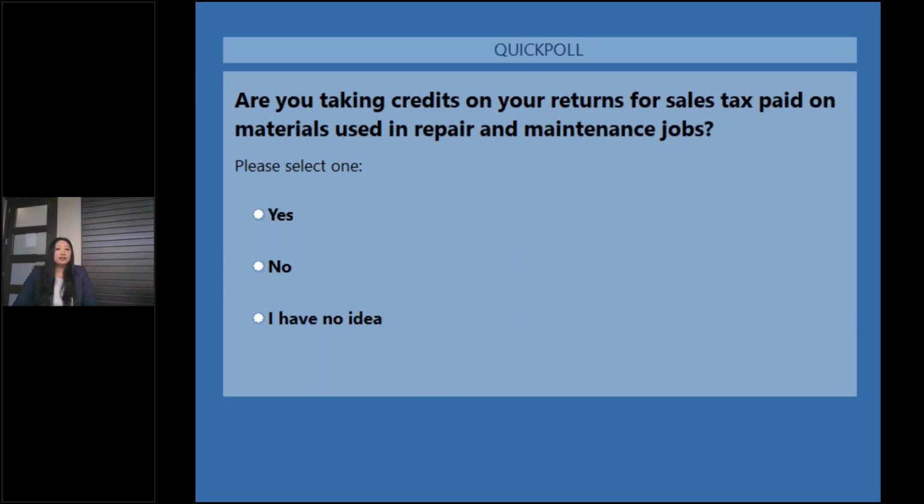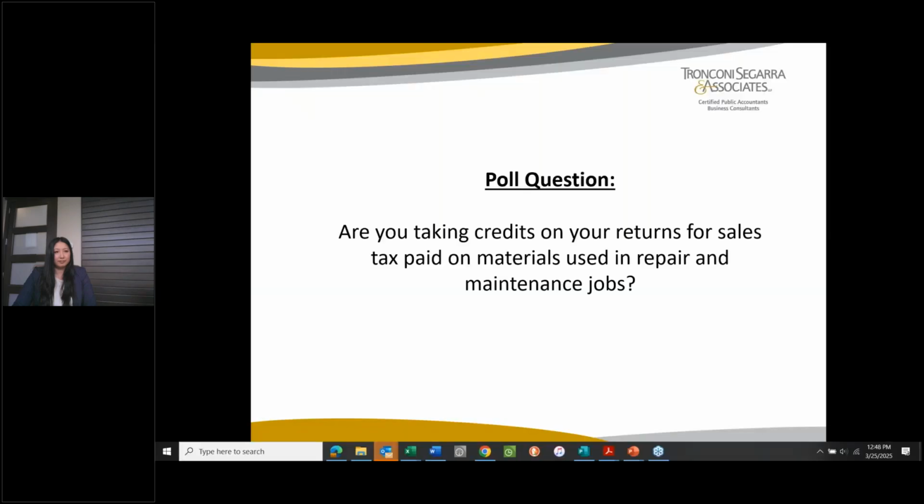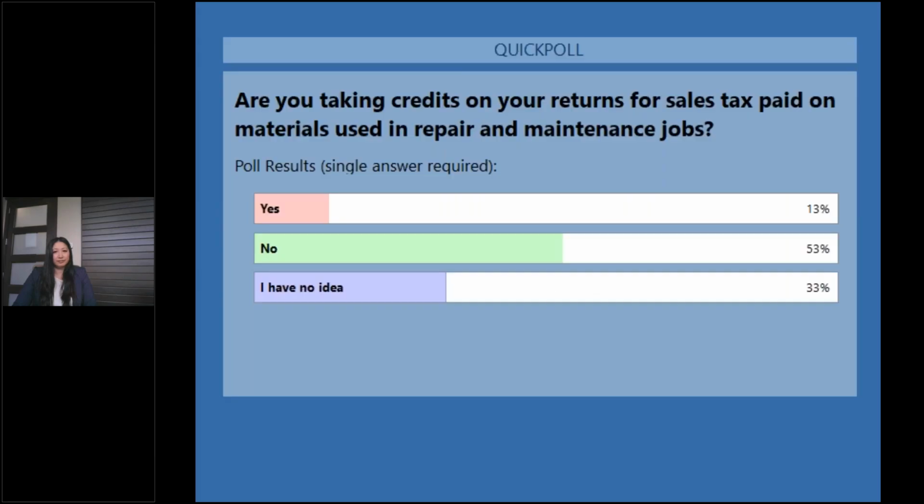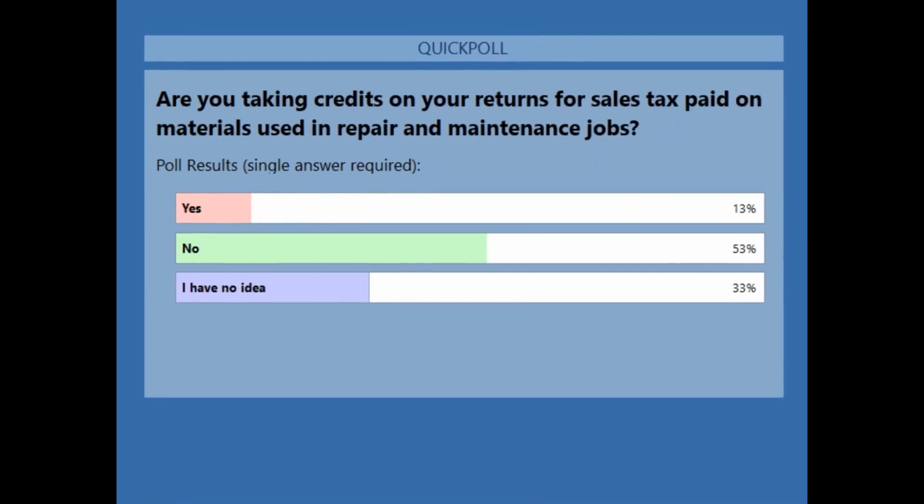Right. Okay, well, a couple people are still voting. Let's see where this group comes in at. All right, I'm going to close this out in 3, 2, 1. And 53% no, so we're kind of right on target there. Yeah, I'm not surprised by the results.